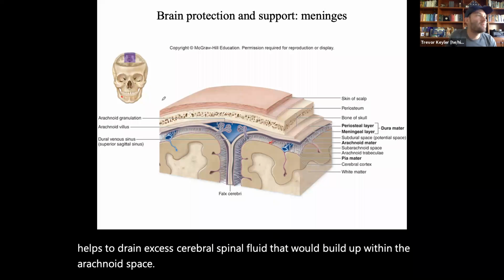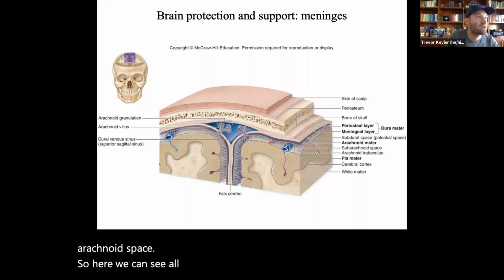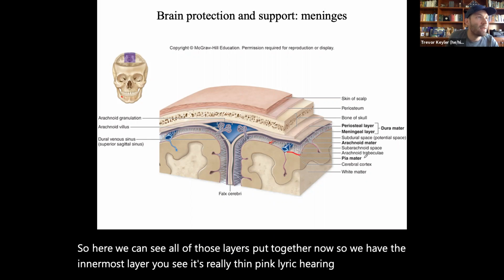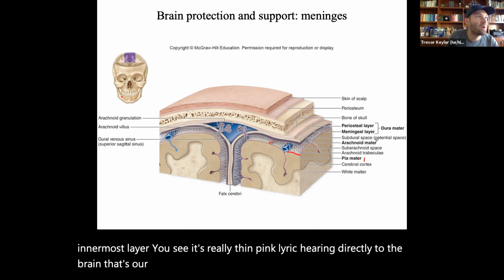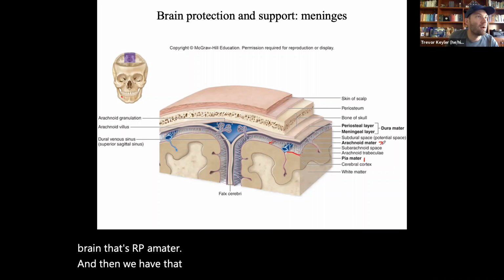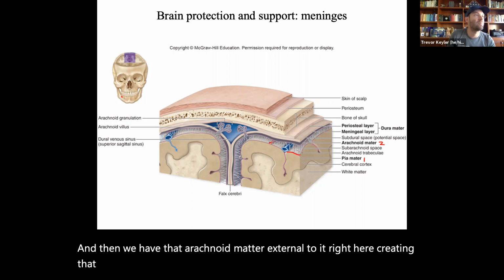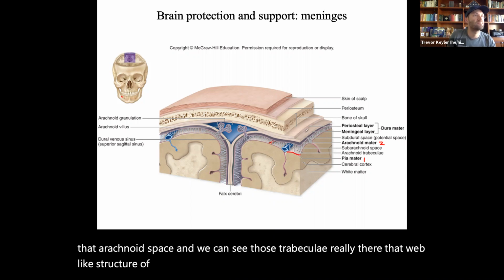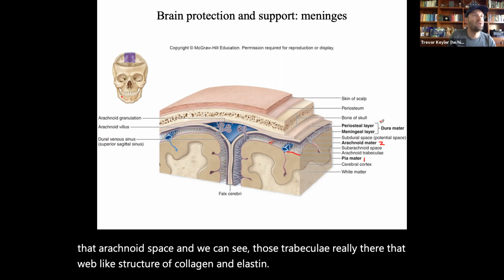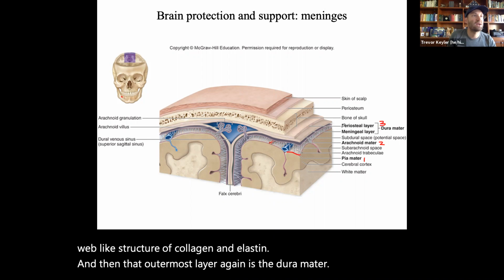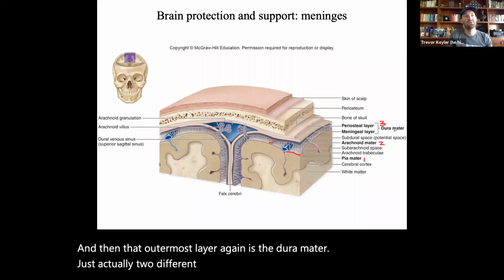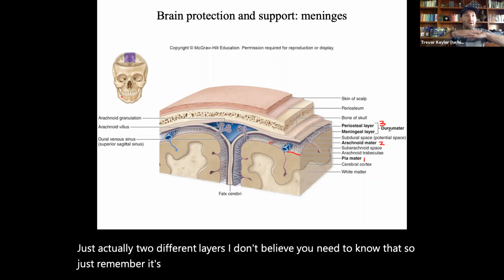So here we can see all of those layers put together now. So we have the innermost layer. You can see it's this really thin pink layer adhering directly to the brain. That's our pia mater. And then we have that arachnoid mater external to it right here, creating that arachnoid space. And we can see those trabeculae really there, that web-like structure of collagen and elastin. And then that outermost layer, again, is the dura mater, which is actually two different layers. I don't believe you need to know that. So just remember, it's two fused layers that make up the hard outer layer, the dura mater.